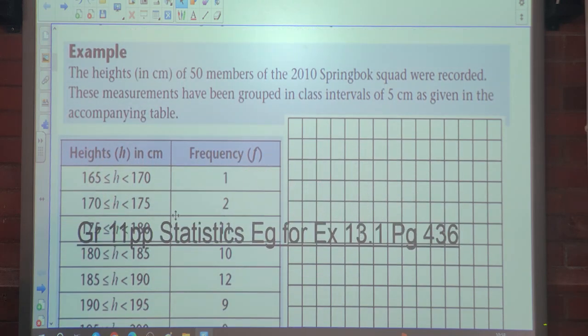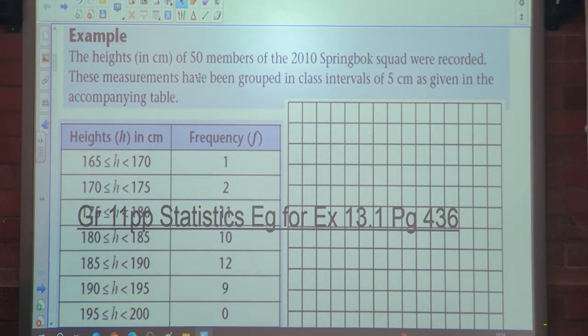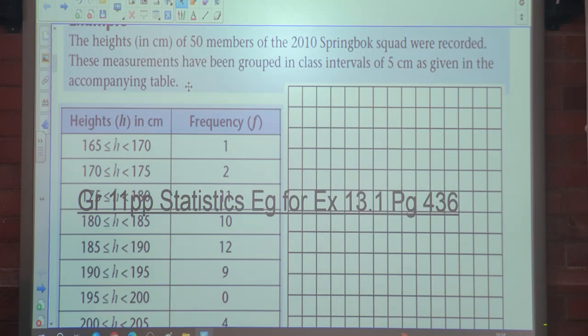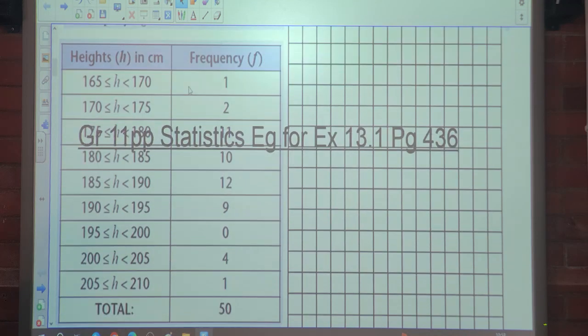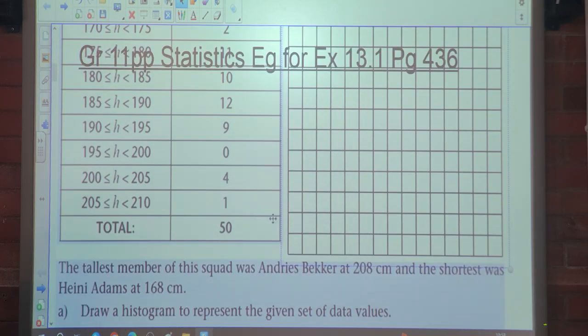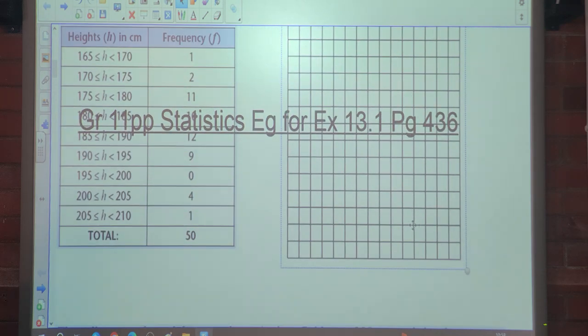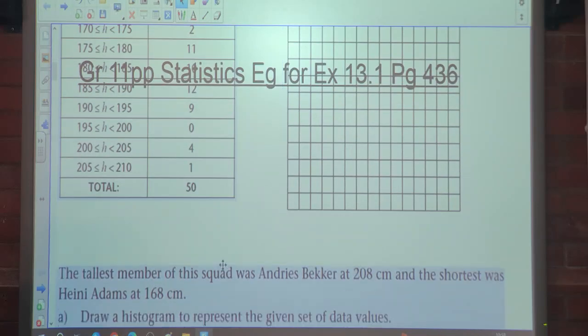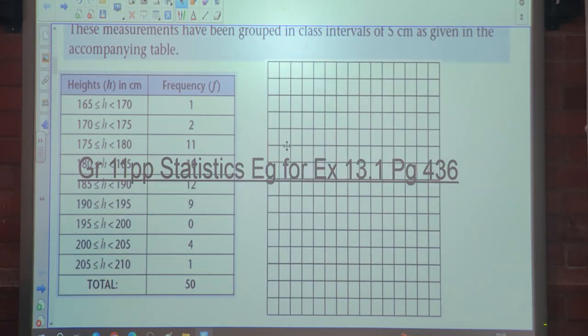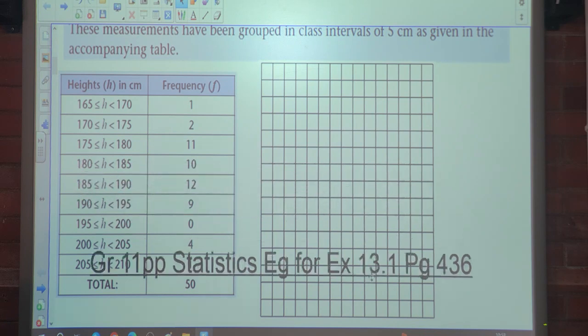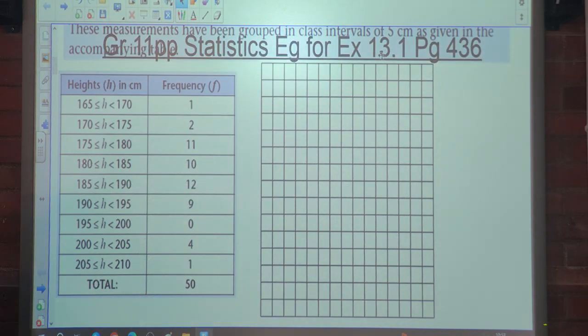Example: the height in centimeters of 50 members of the 2010 Springbok squad were recorded. These measurements have been grouped in class intervals of 5 centimeters, as given in the accompanying table. So they gave us this here. The question says, if I must now draw this as a histogram, let's look at this on top.